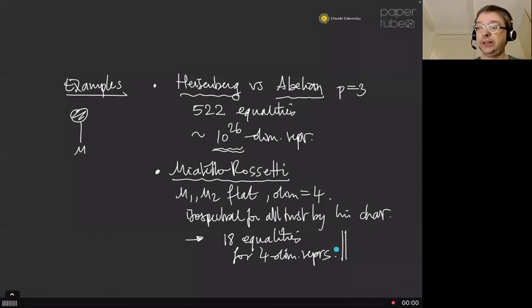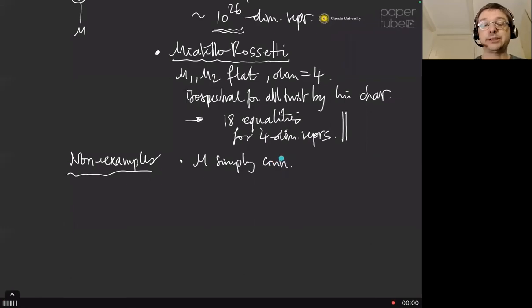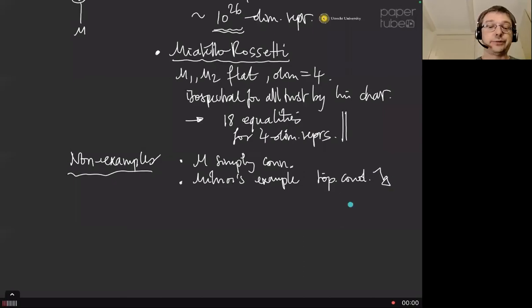Yes, we have a whole list in the paper, but let me do a little bit of non-examples. There are situations where you really can't use it. One of them is, for example, if M is simply connected, forget it. Simply connected manifolds even exist in non-trivial families, but you can't do it because there's nothing to twist. Also, you can't do Milnor's example. Milnor's example doesn't satisfy the topological condition.